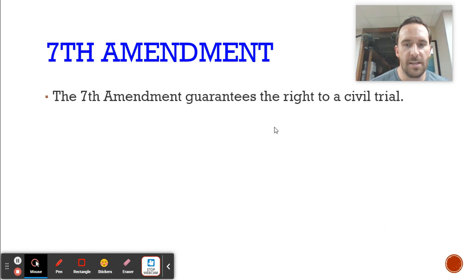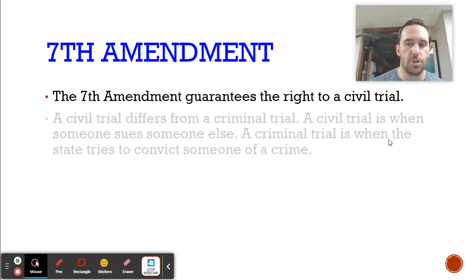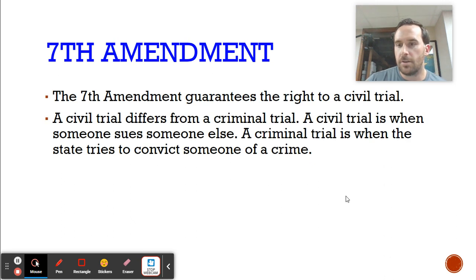Moving on to the Seventh Amendment, it gives you the right to a civil trial. This is a little bit different, and hopefully you remember this from Unit 5, but a civil trial is when you want to try to sue somebody else, even if they didn't necessarily break a law. So, for example, maybe you sue somebody if they run into you with your car, you get into an accident and they refuse to pay.